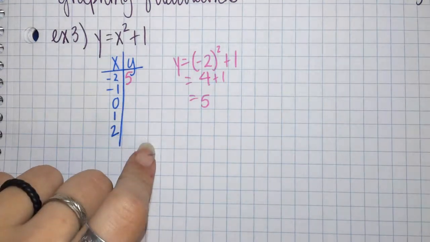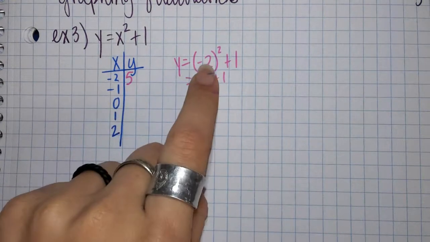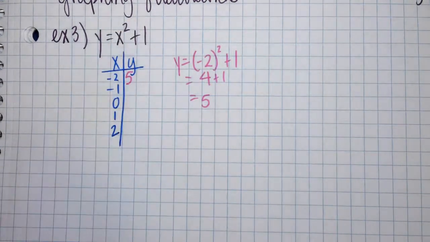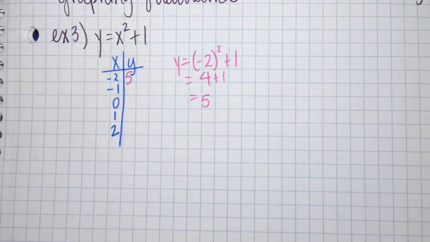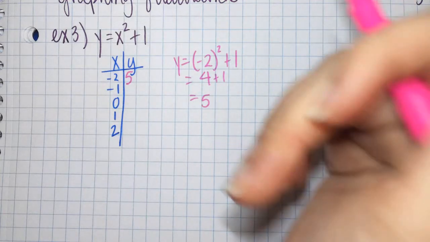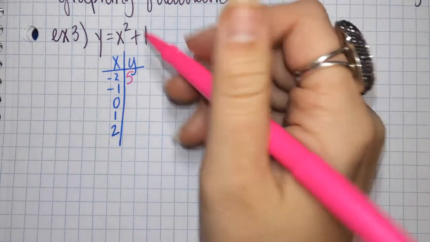Are we ready for the next one? So we're going to plug in negative 1 right here. What's negative 1 squared? Negative 1 times negative 1. Squared means you multiply by itself. Positive 1. 1 plus 1 is? 2.